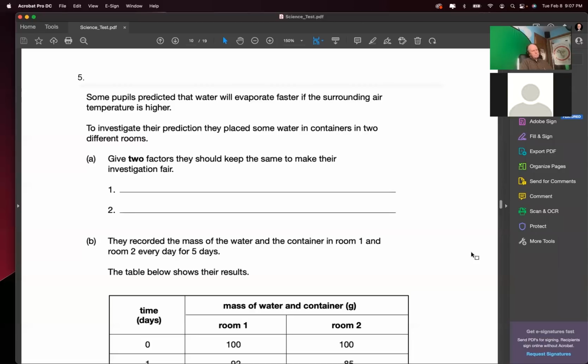Maybe you could say the amount of water and the kind of container it's in. What specifically about the container? Maybe the surface area would be important, or how much of the water is touching the atmosphere. Okay.